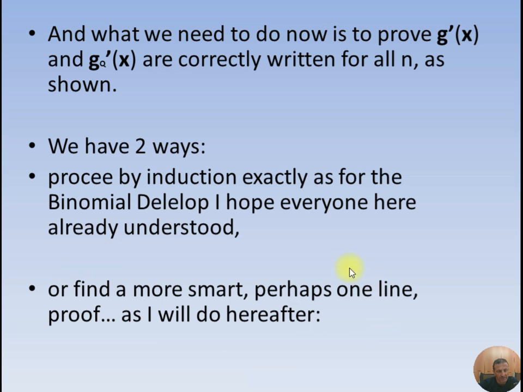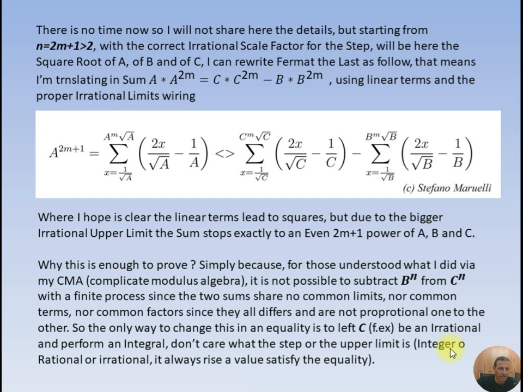So to understand that, you have to understand what my Complicate Modulus Algebra says, so that we are using sums as gears, so that such gears can be coupled one by one and work, turning just in case they have the same terms or modulus or compatible limits, meaning you can make a rational transformation on it to remove the sum representing b to the n from the bigger sum representing c to the n.